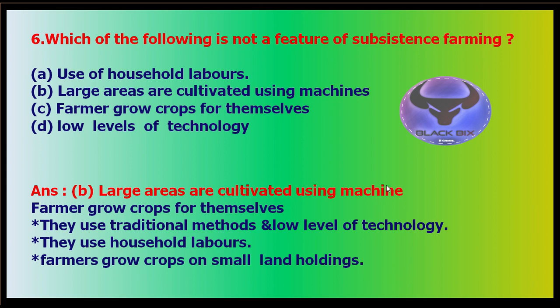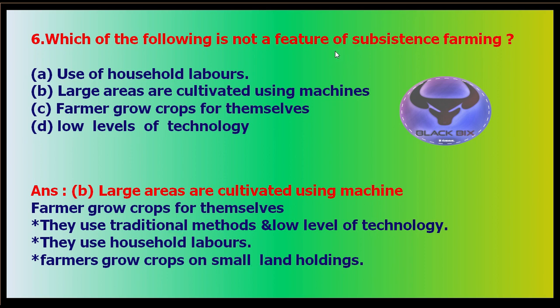This statement is wrong because this is a feature of commercial farming, where farmers are rich and own large areas to cultivate and use modern machines, while in subsistence farming farmers grow for themselves, for their family, for their own consumption, and they use traditional methods of harvesting, sowing and irrigation, and a low level of technology is used in subsistence farming. They use household laborers, and farmers grow crops on small land holdings, so their production is less.